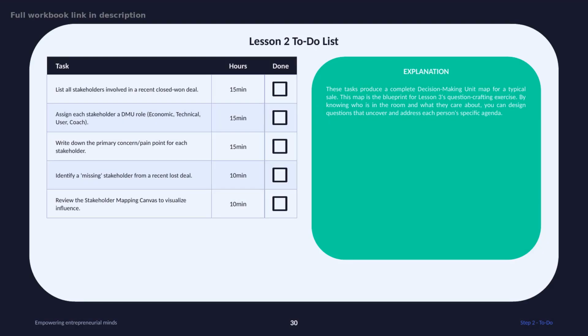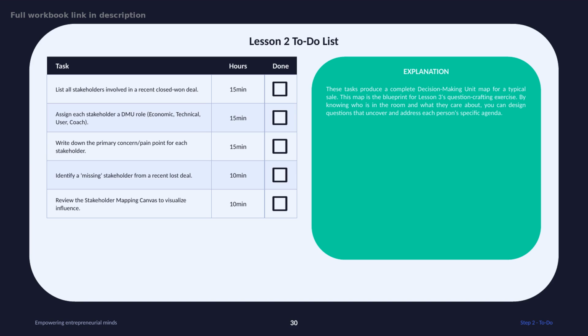Here's your checklist. List every stakeholder from a recent closed-won deal. Assign each one a DMU role. Write down their primary concern. Identify one missing stakeholder from a deal you lost, and review the stakeholder mapping canvas to visualize who has the most influence. Together, these produce a complete decision-making unit map for a typical sale. And that map is the blueprint for the next lesson, where you'll design questions tailored to exactly what each of these people cares about.